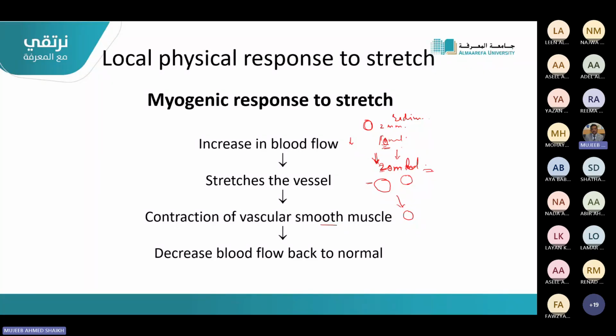So initially 10 ml became 20 ml, so it stretches. Because of the 20, there will be reflex contraction and it will bring the flow back to the same 10 ml of blood. So blood flow will become normal even if it was increased. This is happening because of stretching of the muscle. That's why it is called the myogenic response to the stretch, the myogenic mechanism.